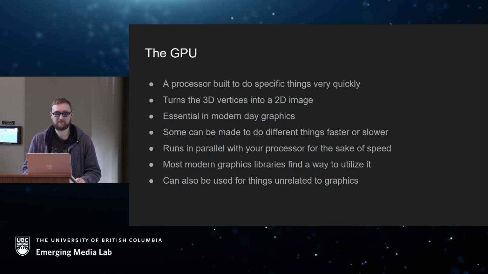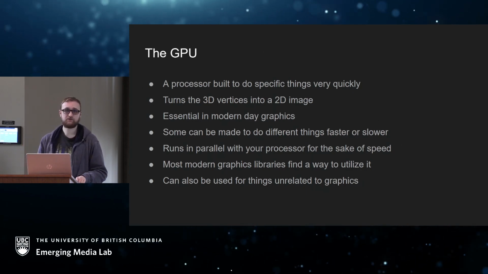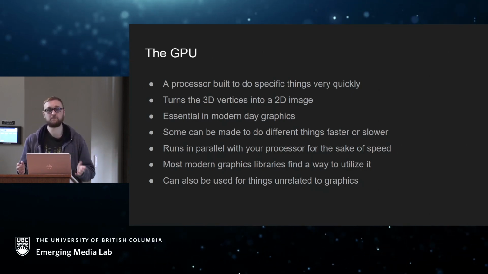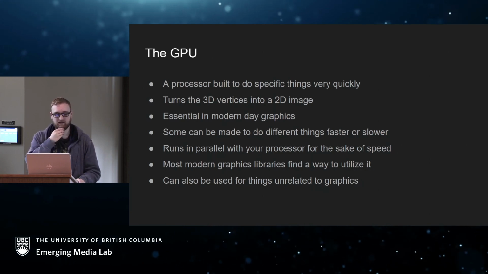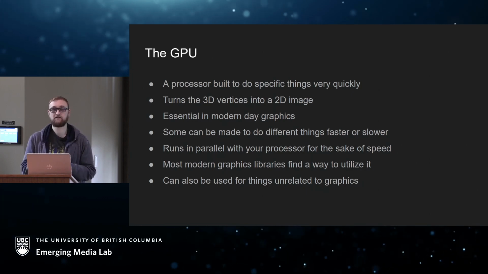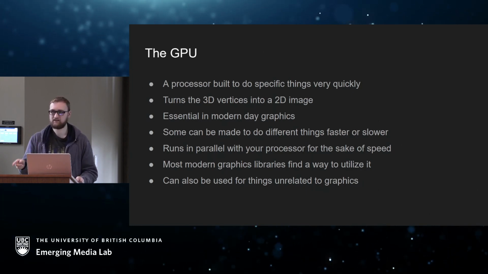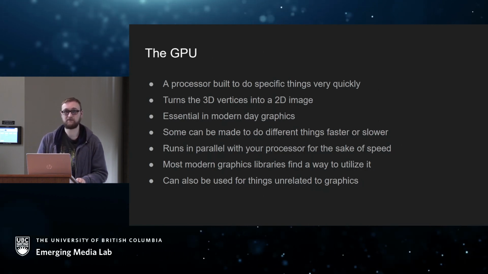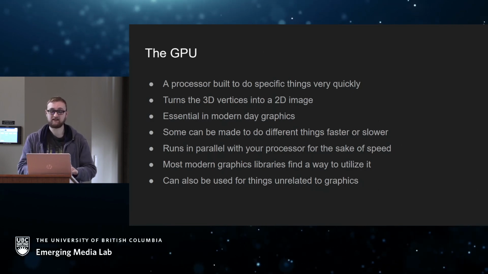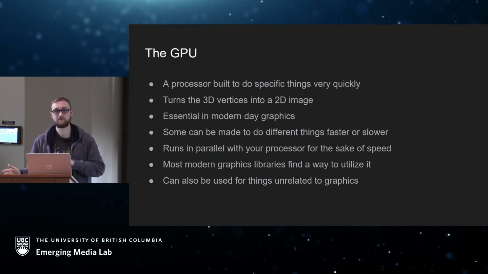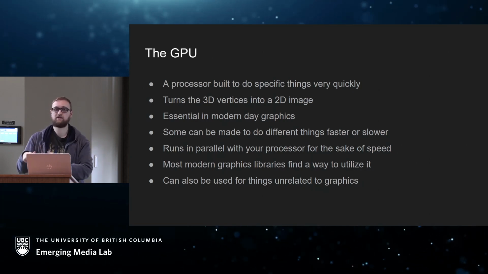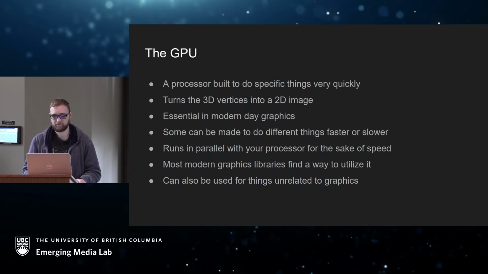But it runs in parallel with your processor, which means as your processor is doing anything else, the GPU is also managing its own data and doing its own thing, which can help to speed things up. That's kind of the purpose of it. And most modern graphics libraries automatically utilize this without you having to explicitly say, go and use the GPU. So even if you're using a 2D library, or just automatically in Unity, it'll probably be sending those vertices to the GPU to do the calculation. It won't be trying to do them all by itself on the processor and being super slow.